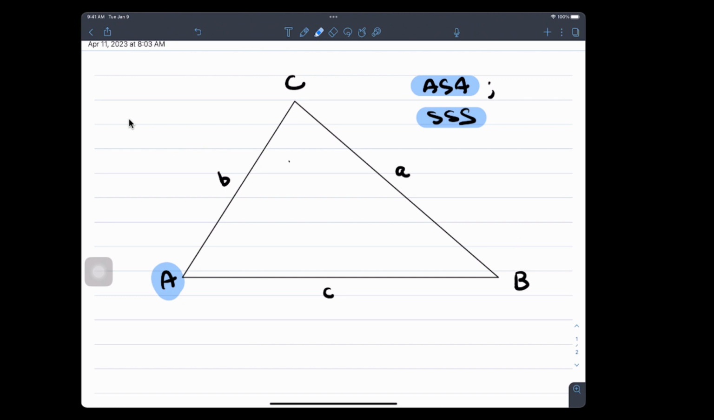Oh, I'm sorry. There's something bothering me about this. What's bothering me? It's side. It's a little dyslexia. It's actually side, angle, side. I apologize. Okay. No wonder it didn't make sense. I was like, wait a minute, this is law of sines. Okay.